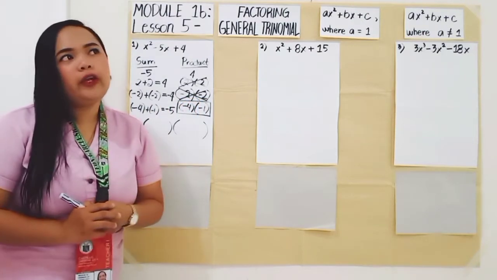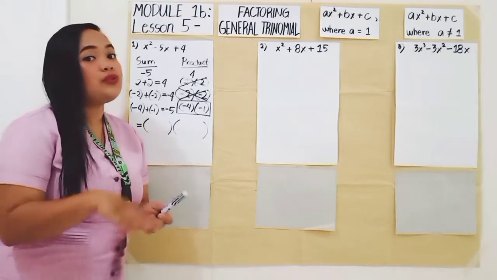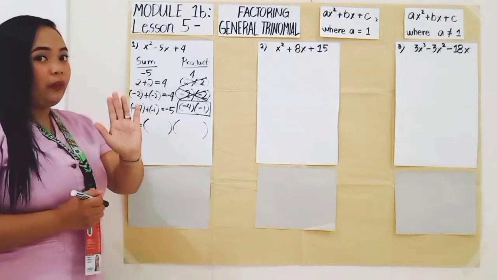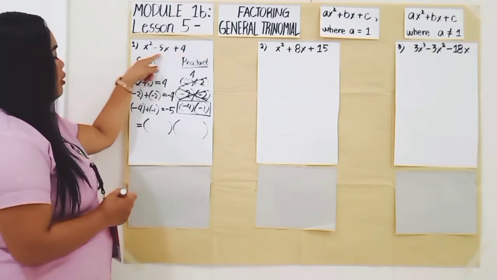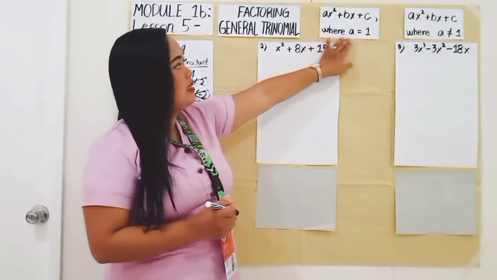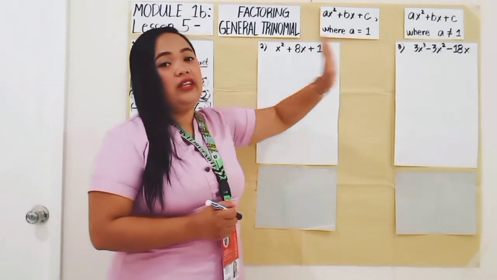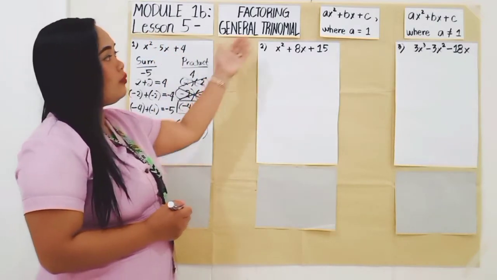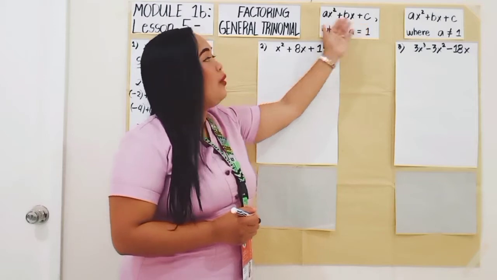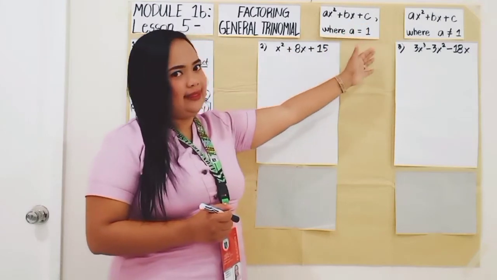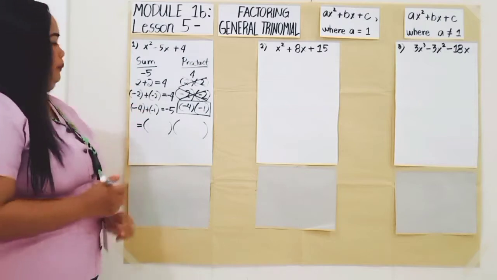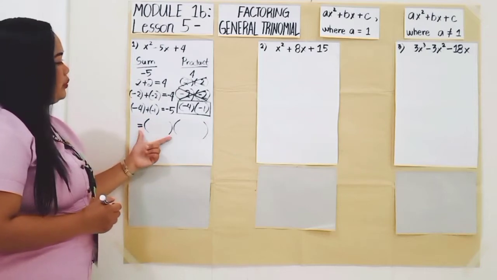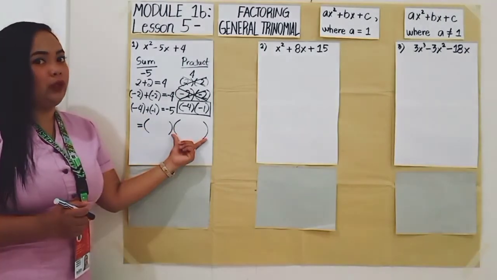Okay? When you factor general trinomials, the result will always be a combination of two binomials. By the way, this form of a trinomial is where a is equal to 1. Okay? So this is how you solve general trinomials in the form where a is equal to 1. Okay, so this is the process.